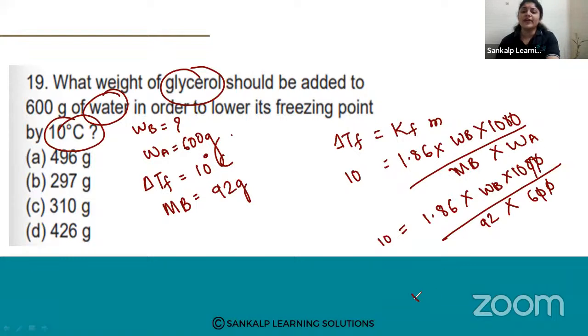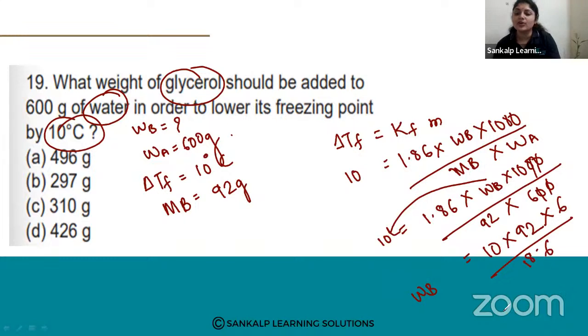So I want to find WB. So I'll take this WB outside and shift this here. This will go to the denominator, so 10 will go this side. This will come to the numerator, so it becomes 92 into 6. And 10 into 1.86 becomes 18.6. Okay, so find out now. Just see.